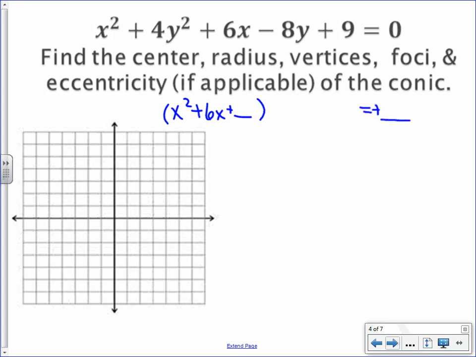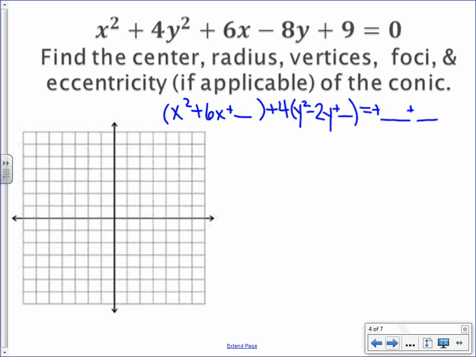Okay. Then I'm going to group our y's together. What's our rule when completing the square? What does the leading coefficient have to be? 1. Is the coefficient of y squared 1? Okay, which means from our y's we're going to have to factor out a 4. So this is going to become 4 times y squared minus 2y.